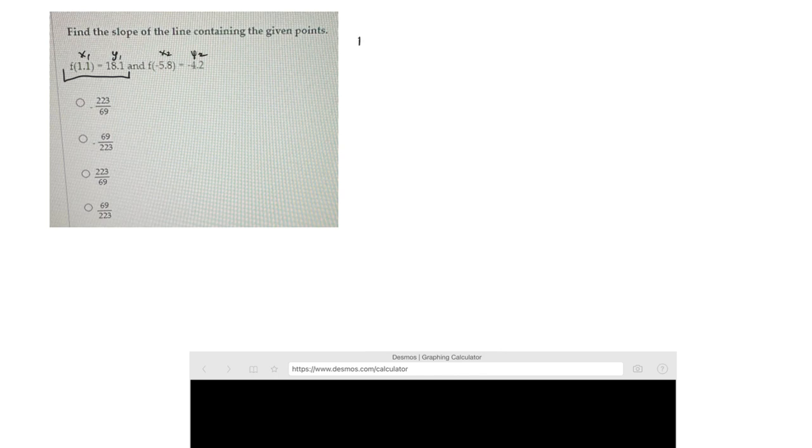So now I can use my slope formula to determine the slope. So y2 minus y1 over x2 minus x1. y2 is negative 4.2 minus y1 is 18.1, divided by x2 is negative 5.8 minus x1 is 1.1.